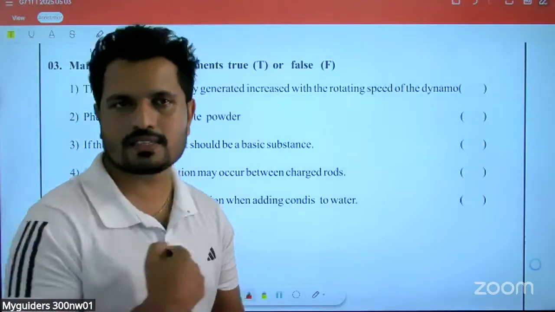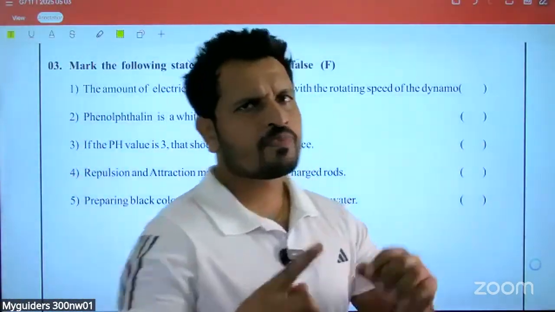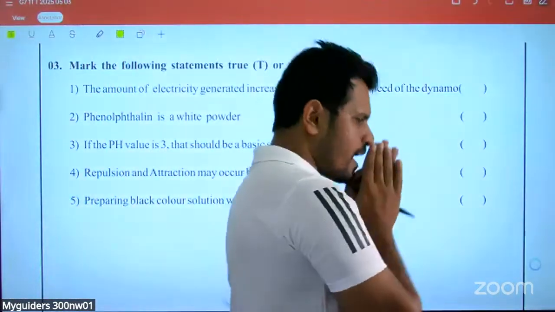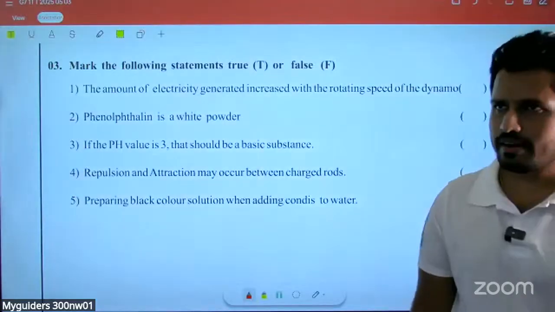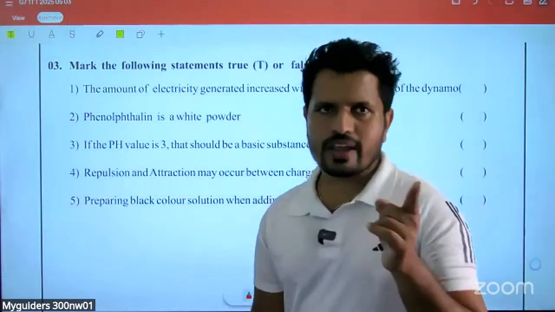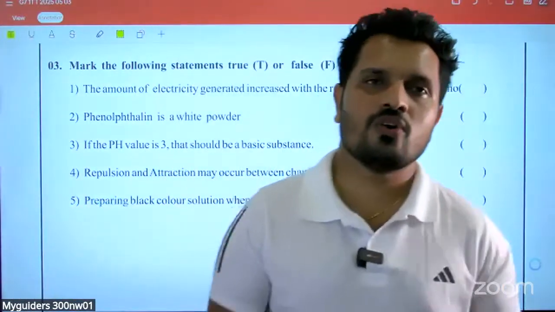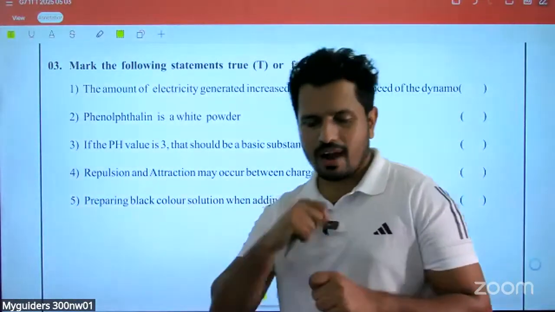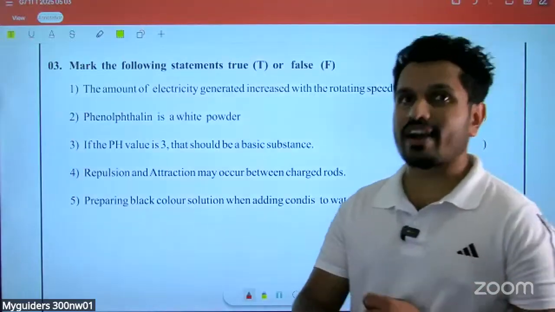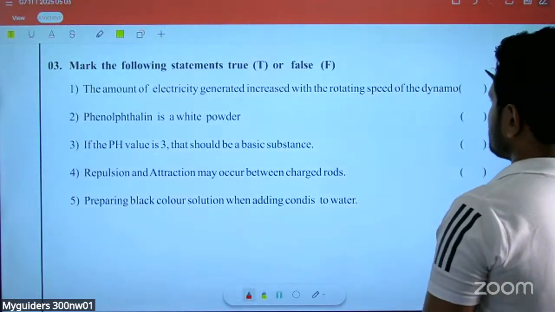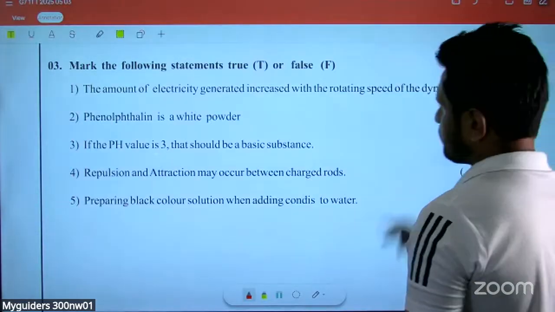Yes, yes. In order to increase the amount of electric current generated by the dynamo, number one, you can increase the speed. Or else you can increase the power of the magnet inside, or you can increase the number of coils. So the statement that the amount of electricity generated increases with the rotating speed of the dynamo is true.